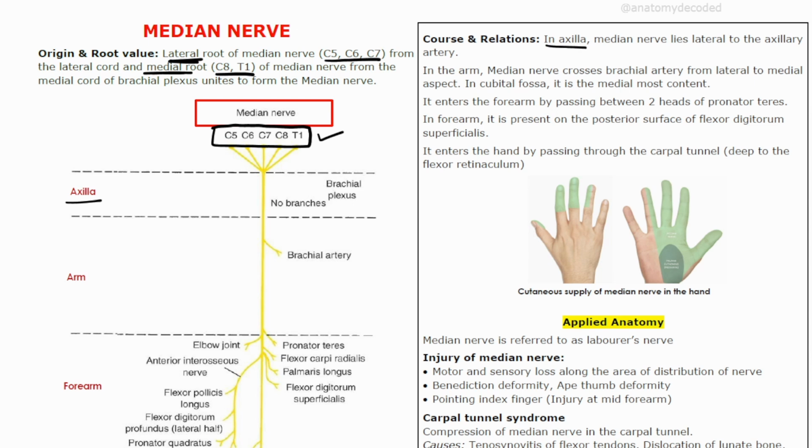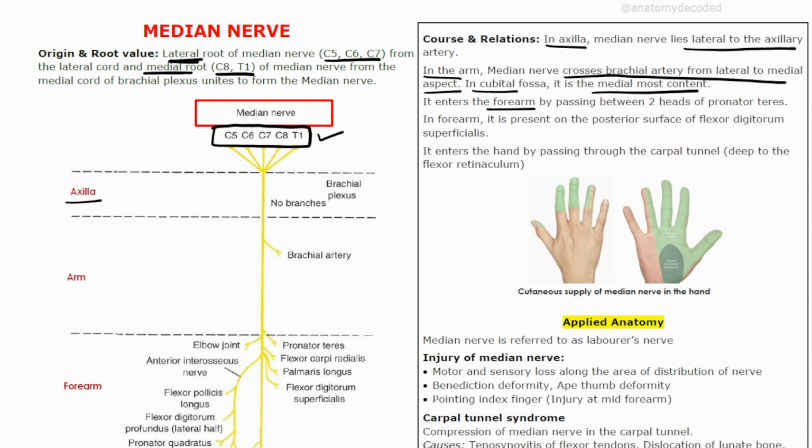In the axilla, the median nerve lies lateral to the axillary artery. Then in the arm, the median nerve crosses the brachial artery from lateral to medial aspect. Initially it is on the lateral aspect, and then it crosses to the medial side. Then in the cubital fossa, it is the medial most content. If you read about the contents of the cubital fossa, medial to lateral is the median nerve, then brachial artery, biceps tendon, and radial nerve, right?